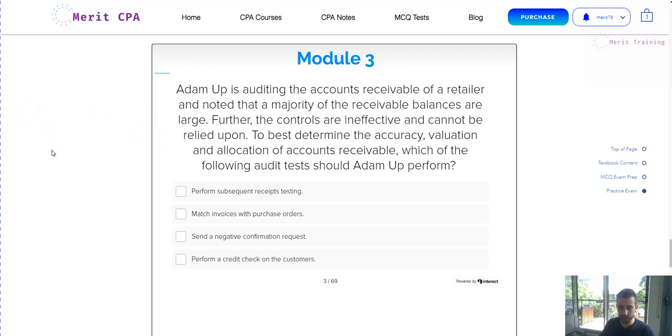C. Send a negative confirmation request. Or D. Perform a credit check on the customers. Okay, so the first option, perform subsequent receipts testing. Let me just explain what subsequent receipts testing is.